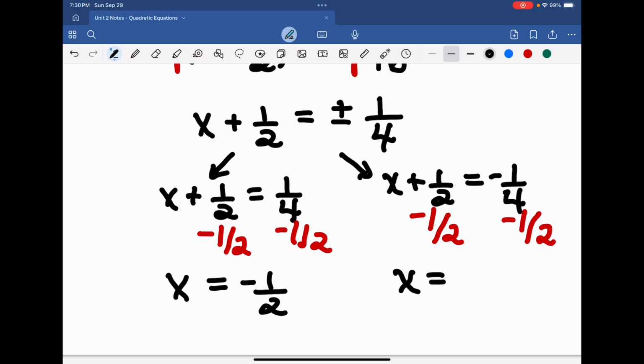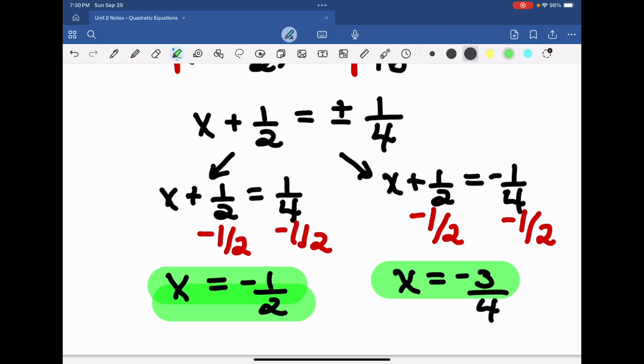On my right-hand equation, it's going to be x is equal to negative 1/4 minus 1/2. This is the same as saying negative 0.25 minus 0.5. That's negative 3 over 4 as a fraction. There we go. There's our values, or there's our solutions to this equation.